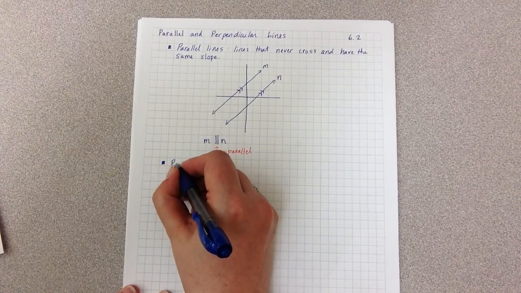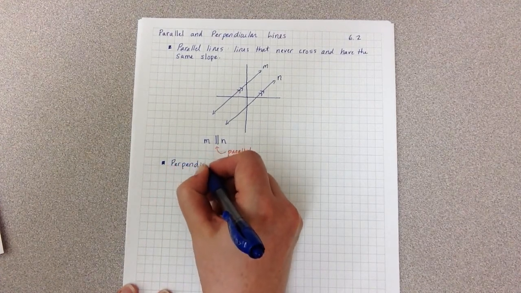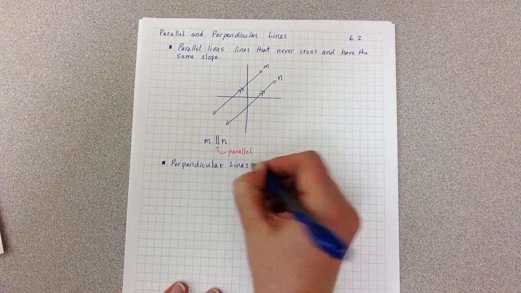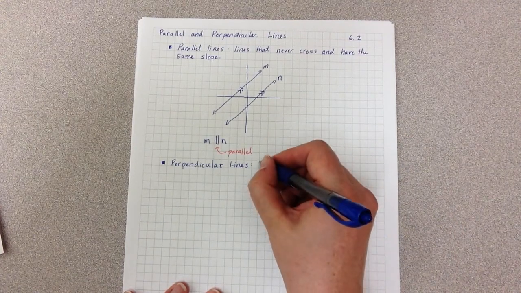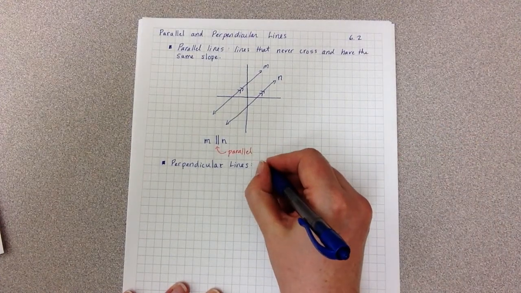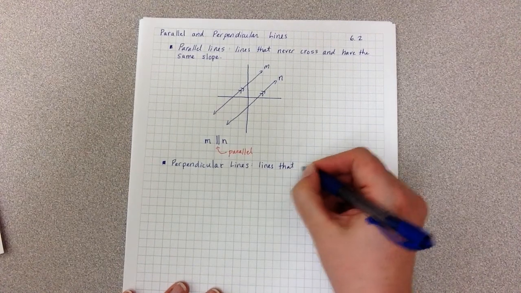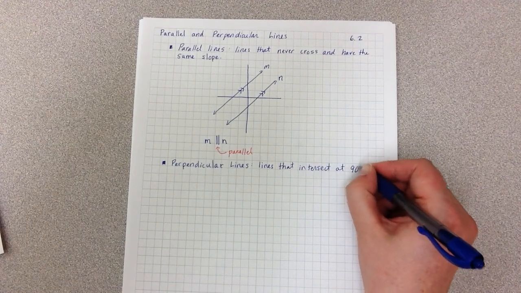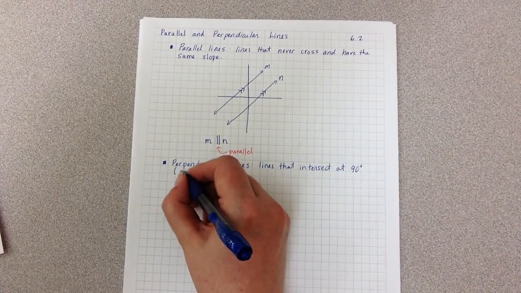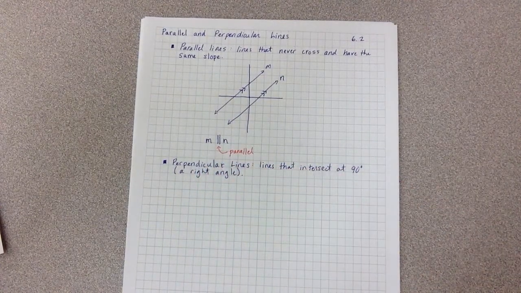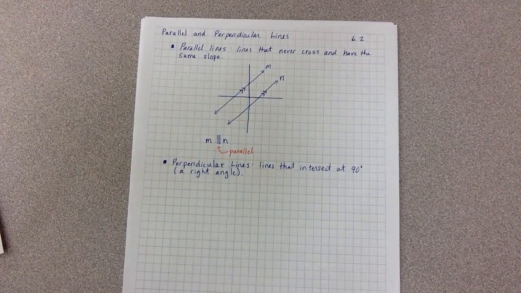Perpendicular lines are lines that intersect at 90 degrees, which also means a right angle. Now, there are a number of different things that we want to include in this definition for perpendicular lines.